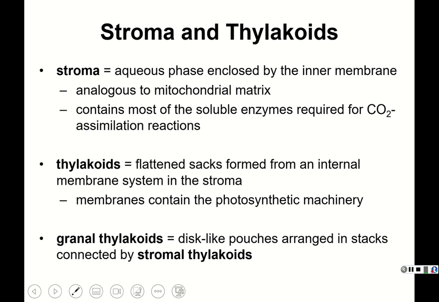Okay. It contains most of the soluble enzymes that were required for the CO2 or the dark reactions. Okay, the thylakoids are the flattened discs that stack in the internal membrane system in the stroma. These are what contain the photosynthetic machinery. So all the photosystems and the electron carriers are contained inside the thylakoids. Right. And then that term granal thylakoids, those are just where you have the thylakoids stacked, connected in these stacks.